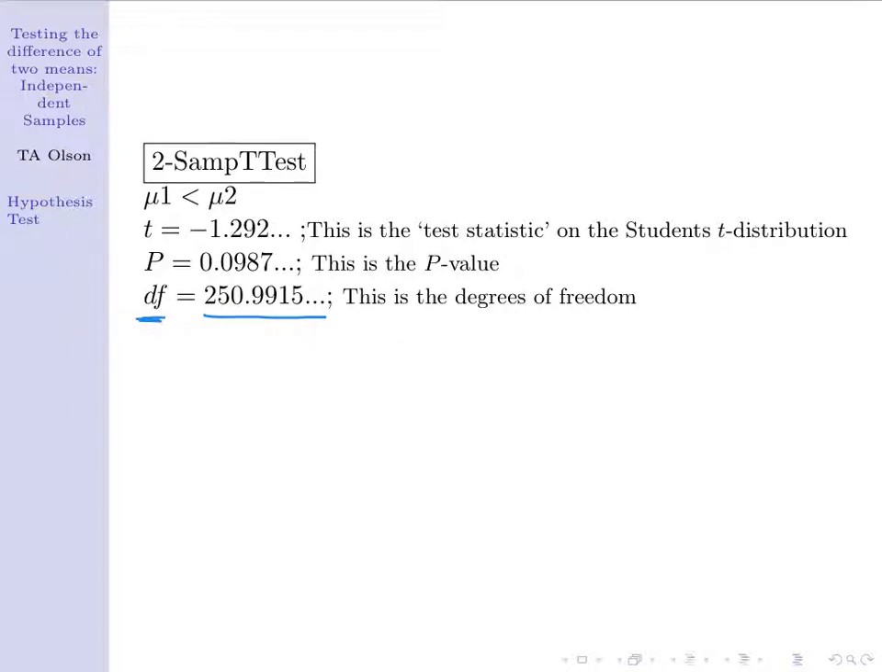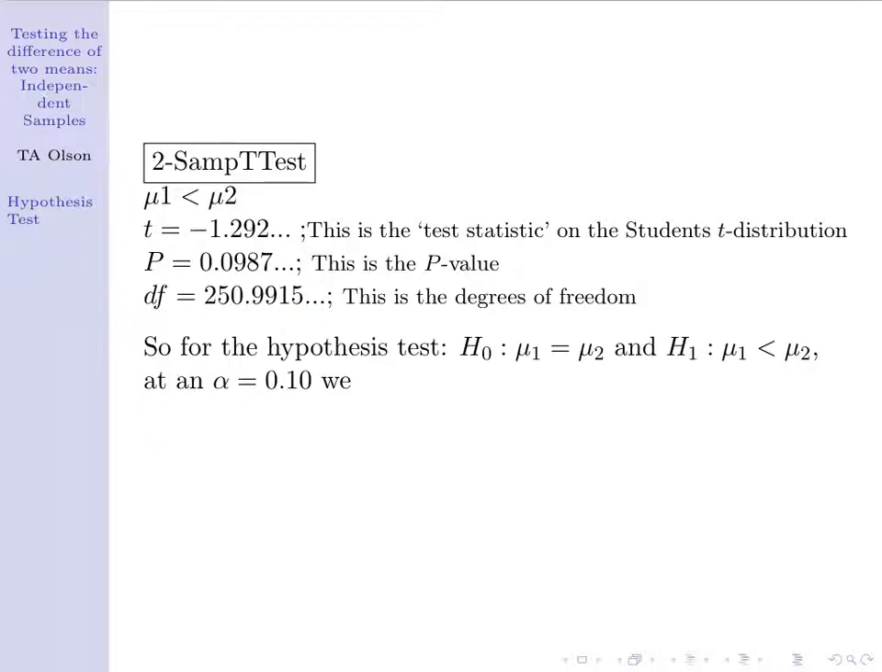All of the other outputs, the x1 bar, x2 bar, sx1, sx2, those are things that we had already inputted, so I'm not going to mention them. But for us, in terms of our hypothesis test, remember, our null was that mu1 is equal to mu2, so the American League OPS is equal to the National League OPS. Our alternative hypothesis is that the American League OPS was less than the National League OPS. And we chose a significance level of 0.1. 0.1 was greater than our p, so our p is less than alpha.